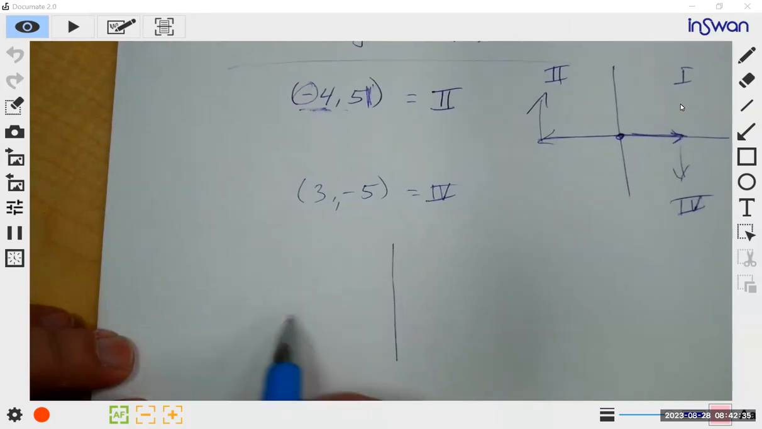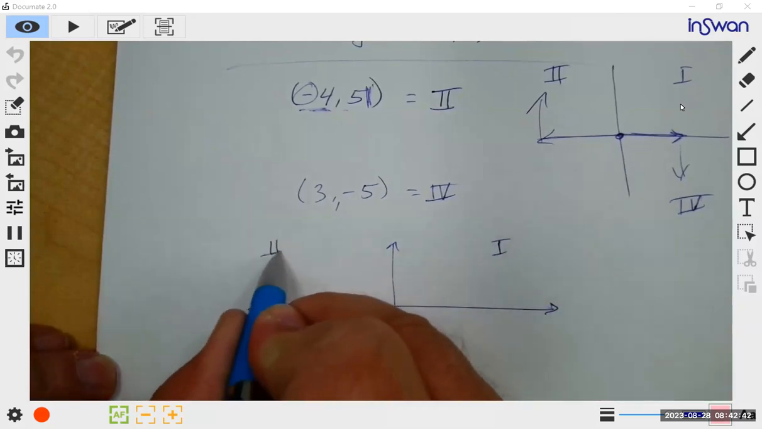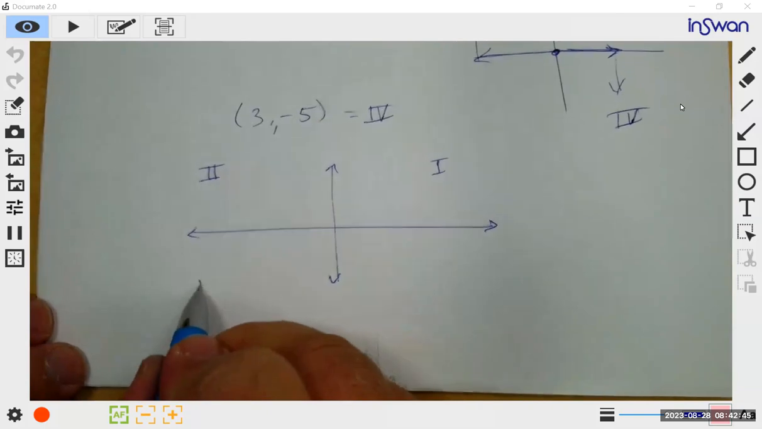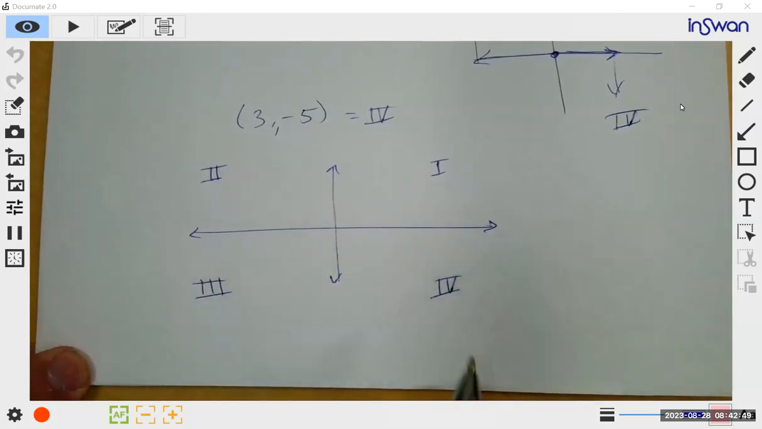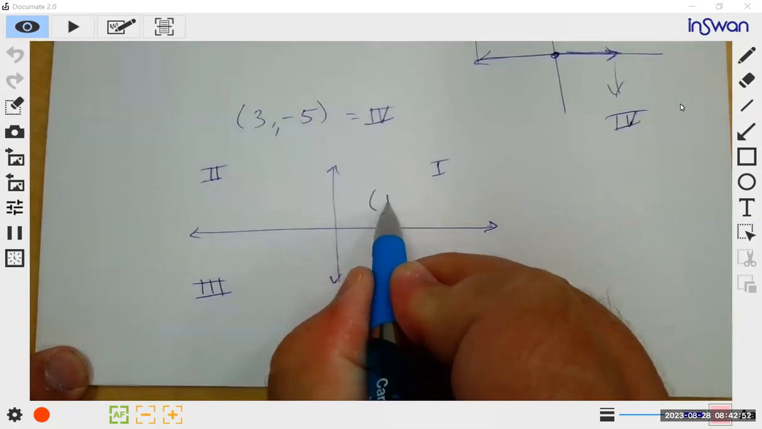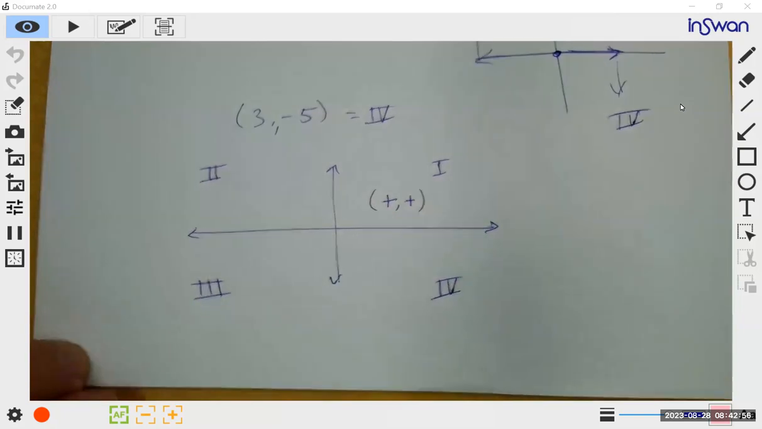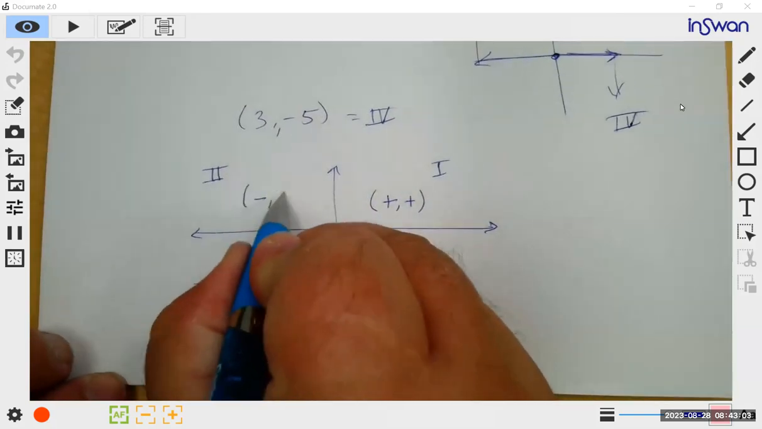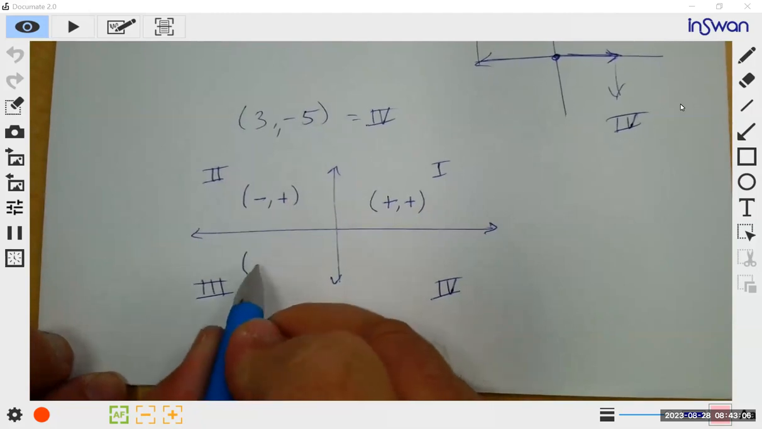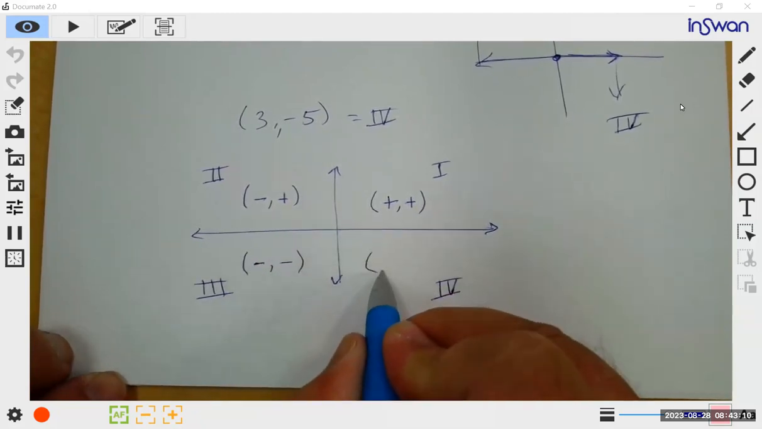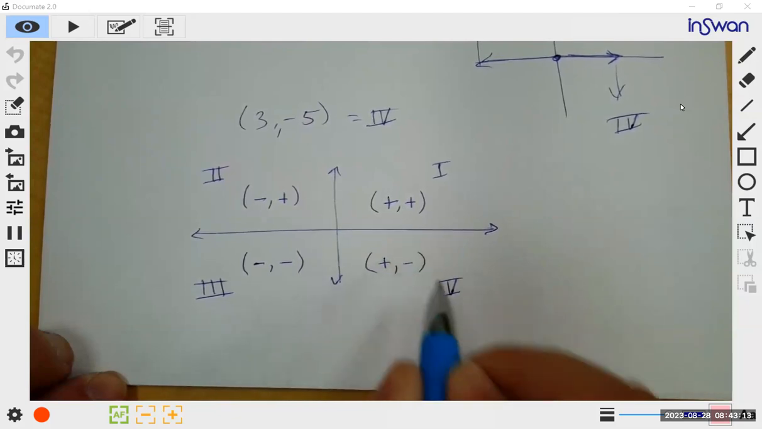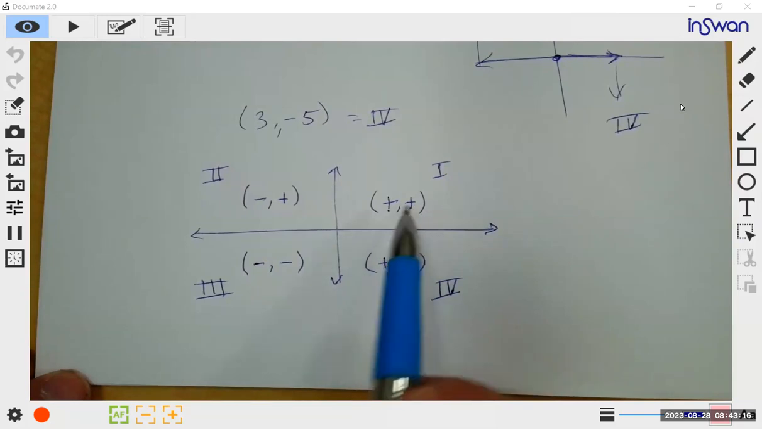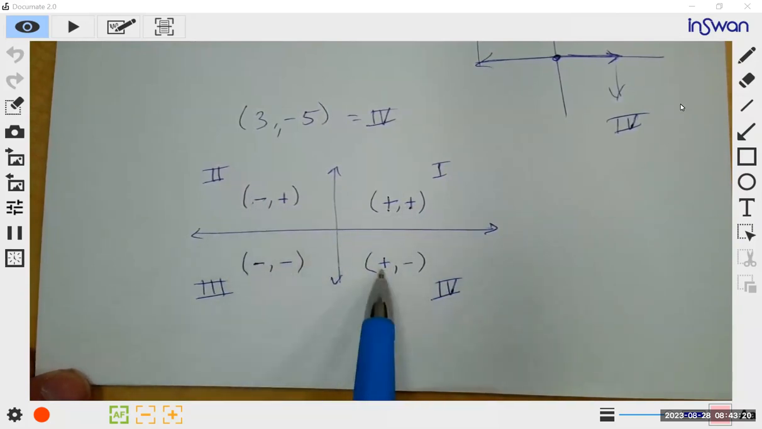Each of these quadrants has its own characteristics. In the first quadrant, your ordered pair, they're both positive. In the second quadrant, what do we have? Negative five, very good. Third quadrant, they're both negatives. And the fourth quadrant, very good. So yeah, you start with the origin, go to the right, go up, go to the left, go up, left down, right down. So that's how we do those.